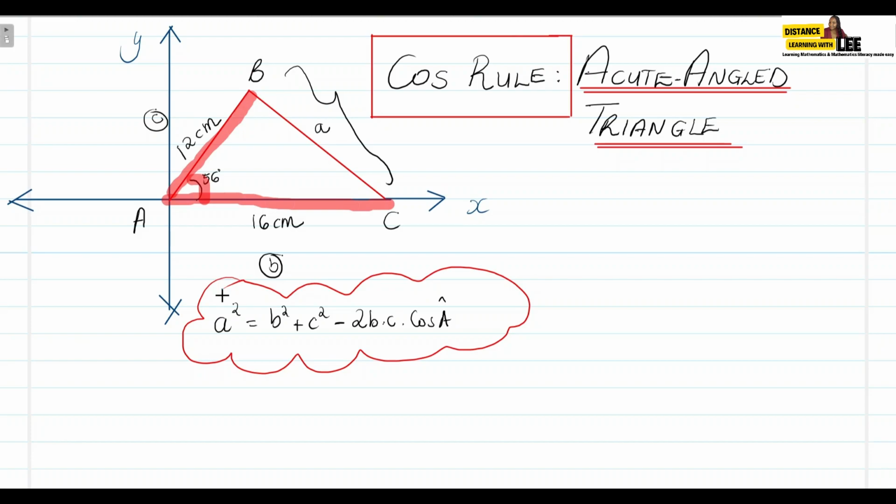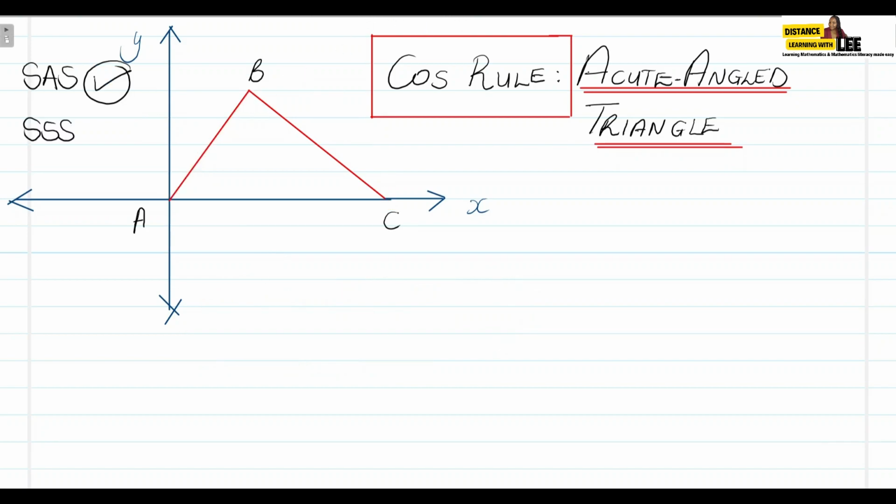Another condition under which we can use the cos rule is when we have three known sides. For example, let's say they gave you this side as 12, this side as 16, and this side as 18, and we had to calculate angle A or angle B or angle C. In this case, we can also use the cos rule to help us calculate this unknown angle A. So this is basically what the cos rule is about.